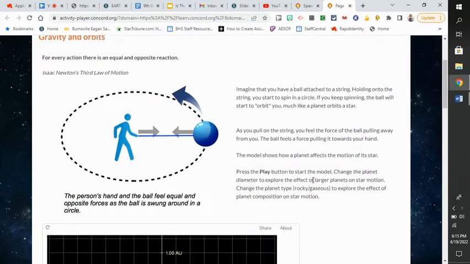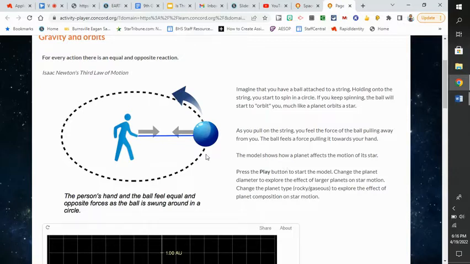And the concept is that for every action, there is an equal and opposite reaction. This is Isaac Newton's third law of motion. It has you imagine that you have a ball attached to a string. Holding onto the string, you start to spin in a circle, so the ball orbits you like a planet orbiting a star. As you pull on the string, you feel the force of the ball pulling away from you. The ball feels a force pulling it toward your hand.